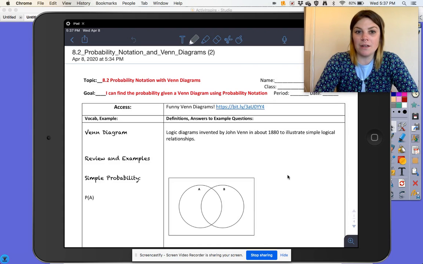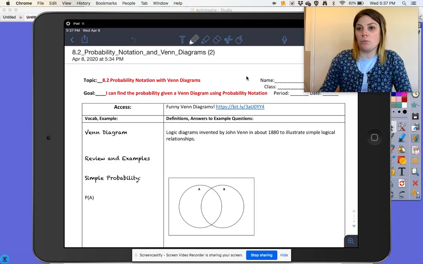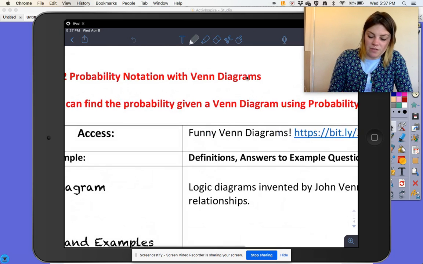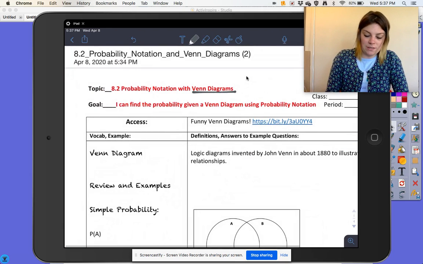Let's get started. So our topic today is probability notation, which we learned about last week, and we'll review it this week too. So that's nice. And then something new is a Venn diagram. And so the goal is you can find a probability given a Venn diagram using probability notation.